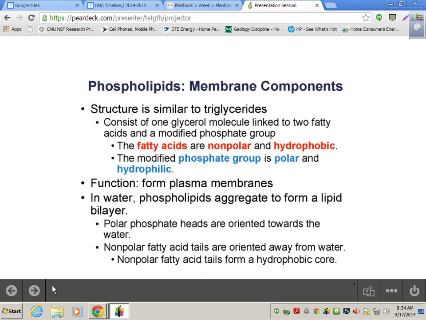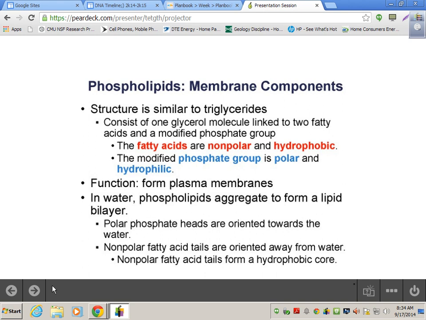Now, the fatty acids are nonpolar and hydrophobic, which makes phospholipids unique in the fat world, right? They're both polar and nonpolar at the same time. The modified phosphate group is polar and is hydrophilic. So the phosphate end, I'm really going to draw on some knowledge now.